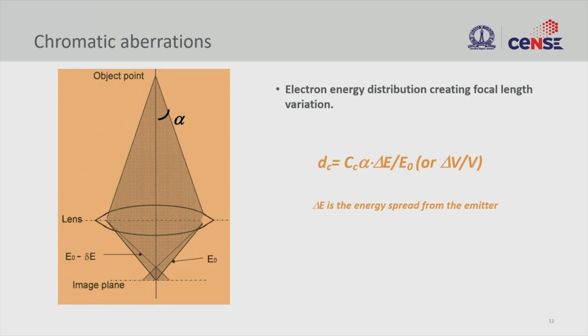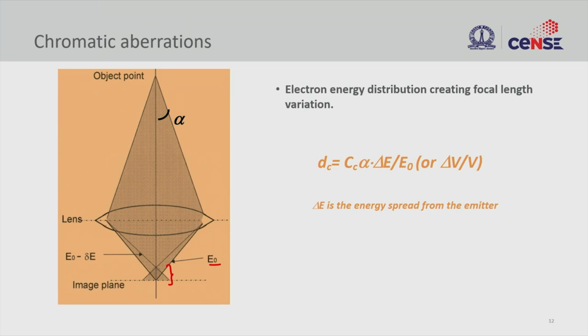So when you have a source, you always expect the source to give out a certain energy particle, right? But unfortunately, you won't be able to get the same energy all the time. There could be a small energy difference in the electrons that are coming out, and that energy difference could result in a distribution, and that distribution will create a variation in the focal, right? So there is a focal difference that you can see here.